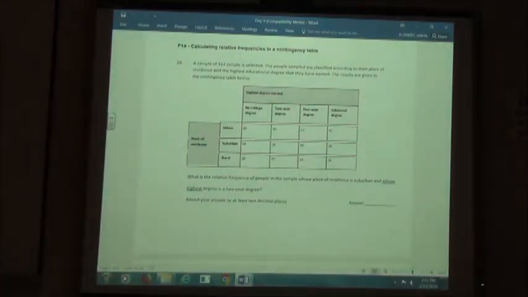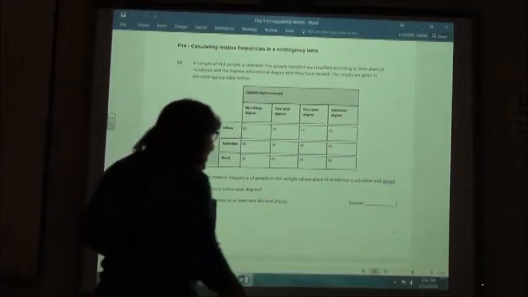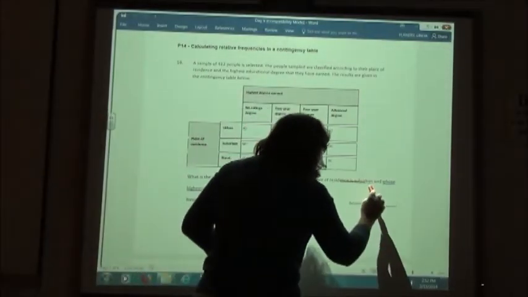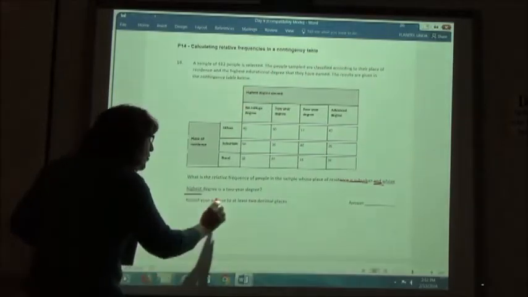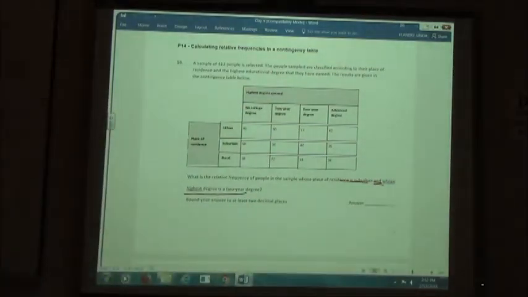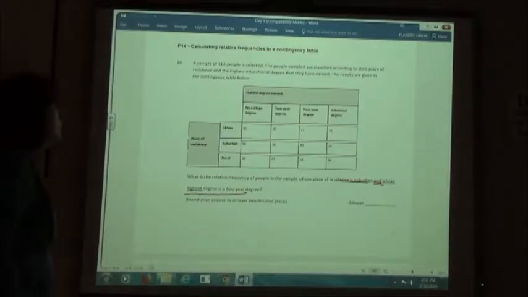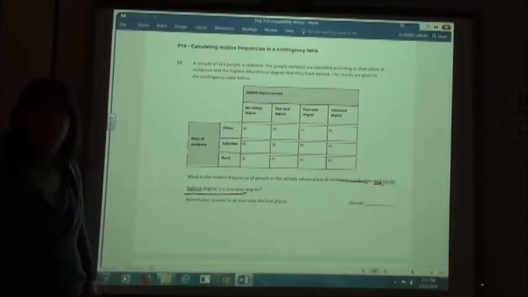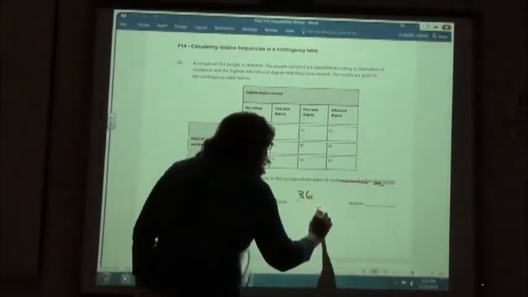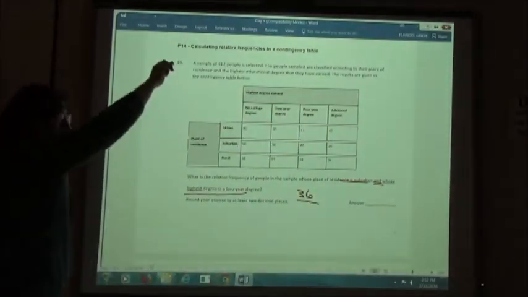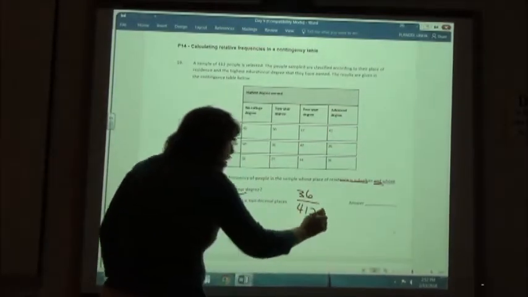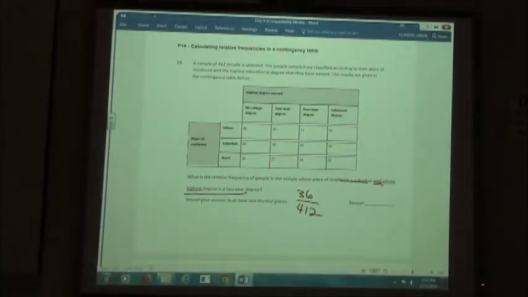We want to find what the relative frequency of people in the sample whose place of residence is suburban and whose highest degree is 2 years. So both of those two things have to be true. How many people are from the suburban area and have 2-year degrees? Looking at my table. 36 of them. 36 out of how many total people were surveyed? 412. We want to, again, round our answer to 2 decimal places, so we're just going to divide there. 36 divided by 412.